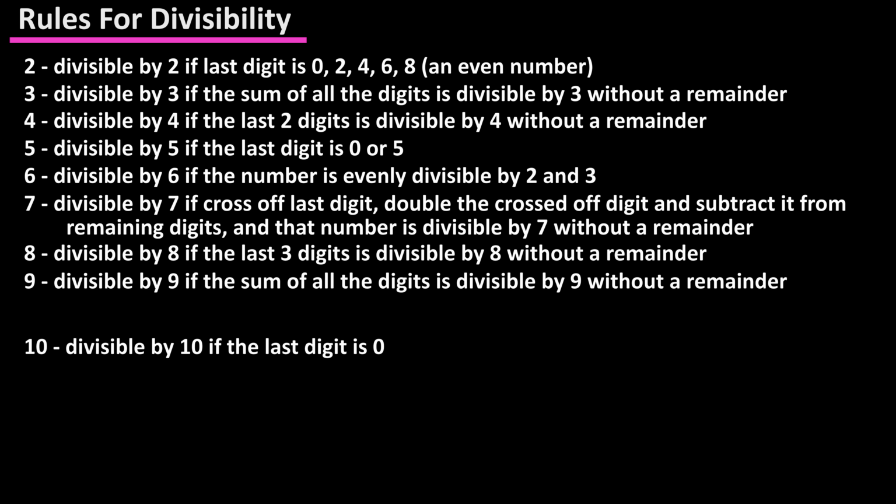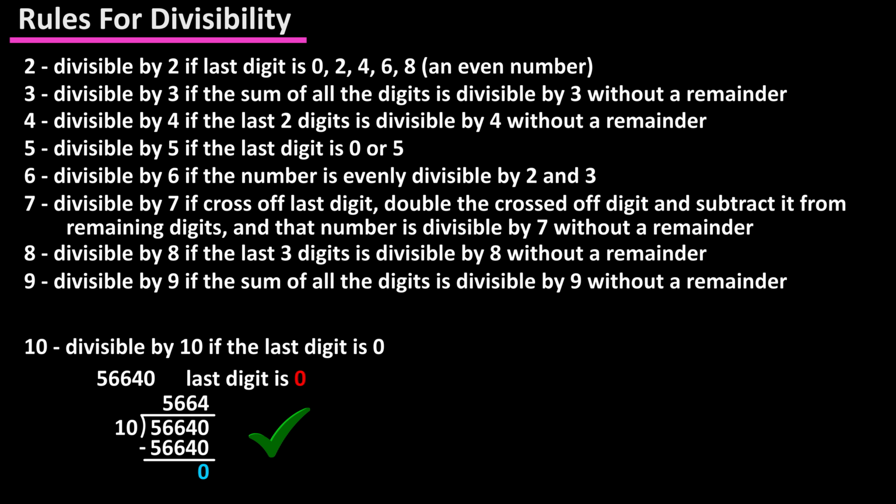A number is divisible by 10 if the last digit is 0. This one is pretty basic. The number 56,640 would be divisible by 10, and the number 3,155 would not be divisible by 10 based on its last digit being a 5.